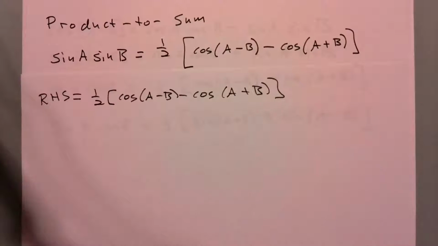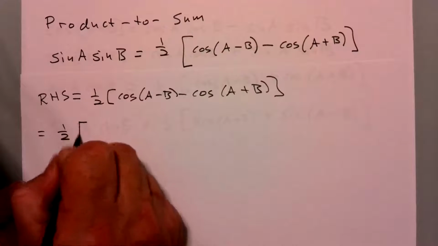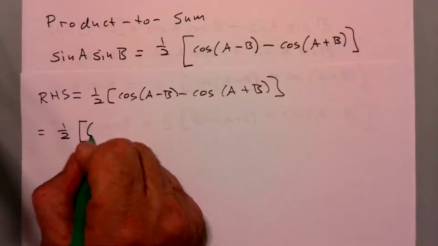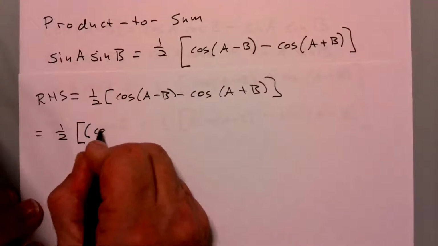So we just saw the identities on the previous page that we're going to work with. So I hope that we can use them. So if we recall, cos of A minus B is cos A cos B plus sine A sine B. So let's go ahead and put it in parentheses here: cos A cos B plus sine A sine B.